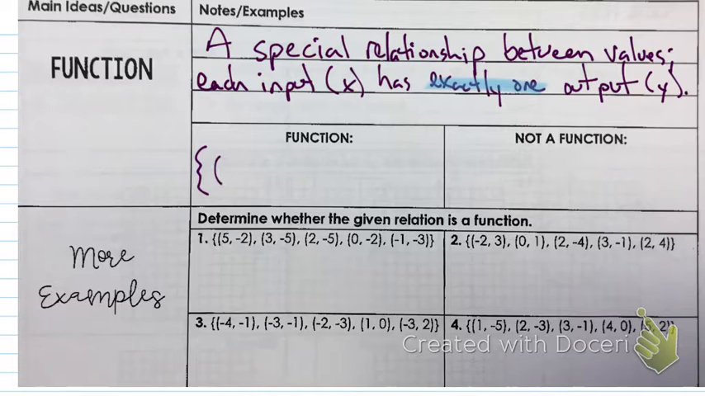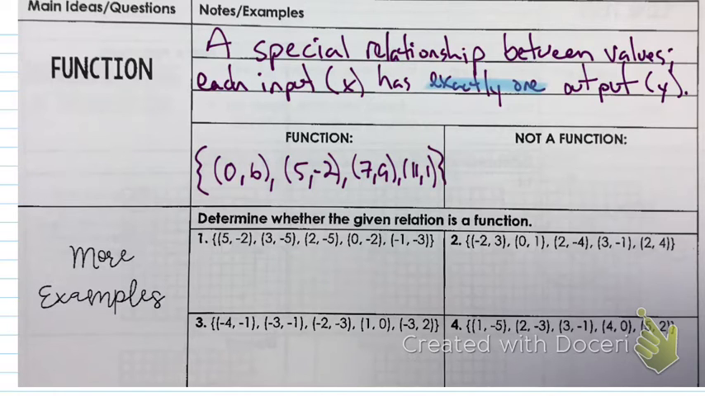So let's look at points. Let's say we have (0, 6), (5, -2), (7, 9), and (11, 1). So here is a function because each domain has exactly one range. All my domains are different, so it'd be impossible in this set to double up on domains with different ranges. Here's a set, though, that is not a function.